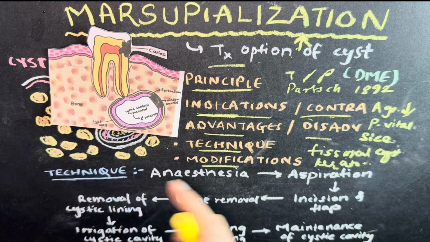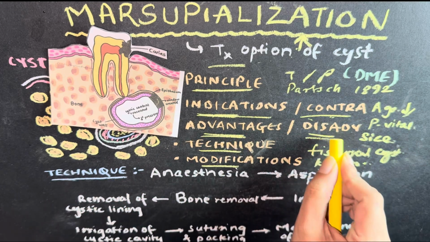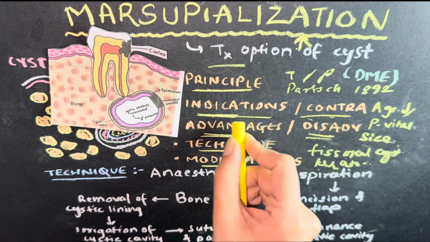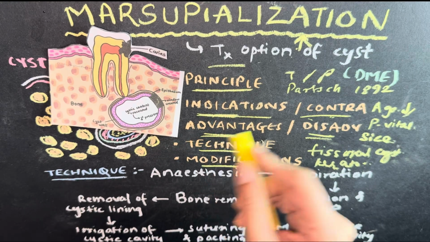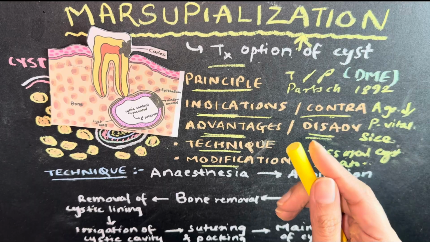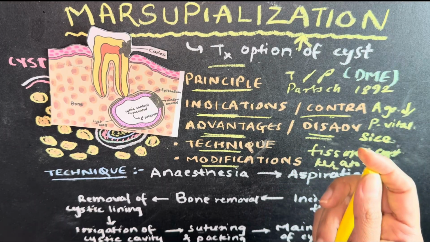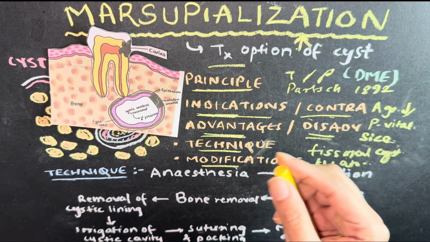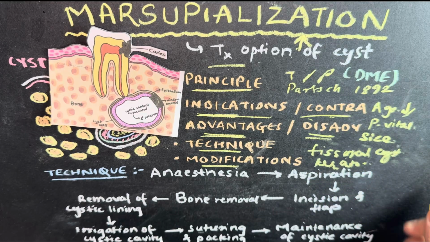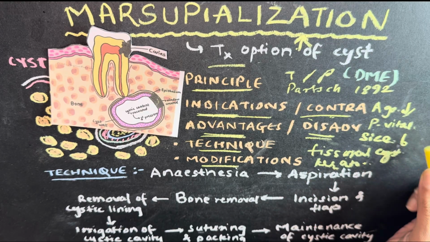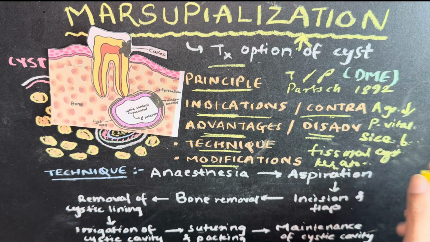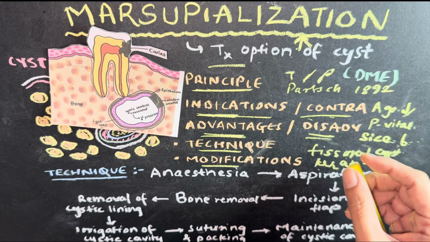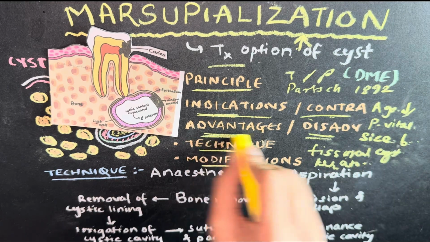Now moving towards the advantages and disadvantages. Advantages: it is a simple procedure to perform. It spares the vital structures. It allows the eruption of the teeth. It will prevent the oronasal or oroantral fistula. It is going to prevent pathological fracture. It is going to reduce the operating time. It reduces the blood loss. It helps in the shrinkage of the cystic lining. It allows for endosteal bone formation, and the alveolar ridge is preserved. So these are the various advantages.